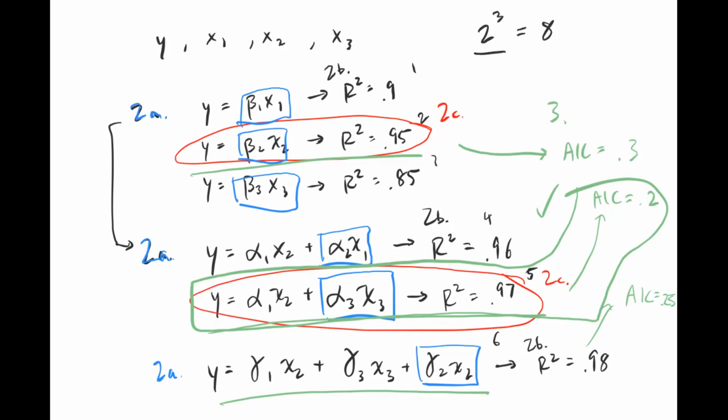But it also means that I never get to look at, for example, the combination of beta 1 x1 plus beta 3 x3, right? This is never in any of the possibilities, because in the first step we said that beta 2 x2 is the best one, and so all subsequent steps include combinations with beta 2 x2, and so this one would be omitted. So that's one thing to keep in mind when you do this stepwise regression.